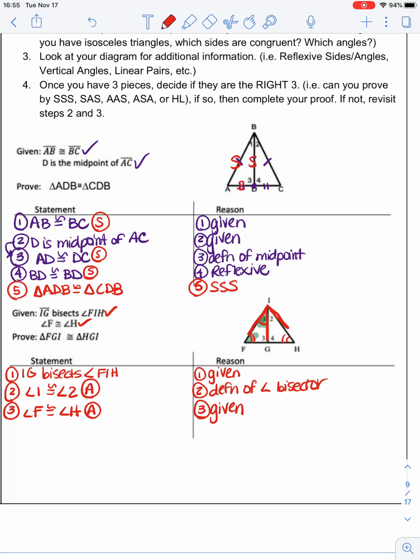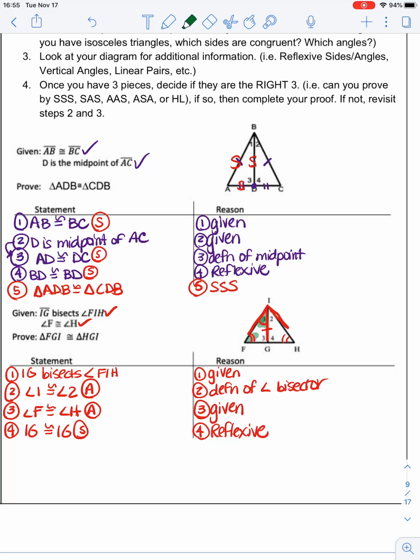So now I need to go back to my picture and decide what else I know. Well, I notice instantly that those two triangles are back to back. They share a side. They share IG. So I write that down. IG is congruent to IG. That's the reflexive property. Okay, now that's a side.